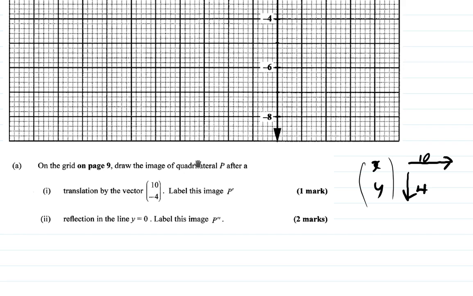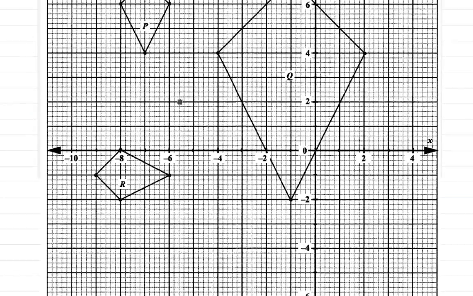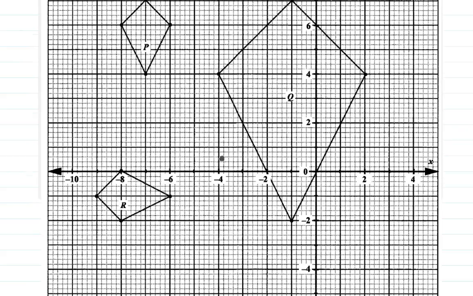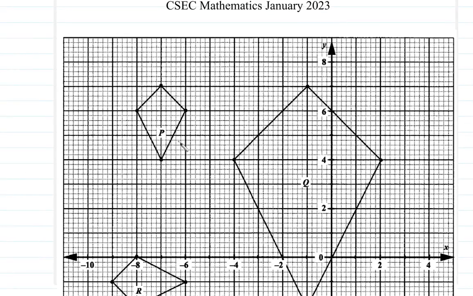Now, P. This is P. 10 to the right, 4 down. Alright, so 10 to the right, 4 down. So 1, 2, 3, 4, 5, 6, 7, 8, 9, 10. It will come here, then 4 down. 1, 2, 3, 4. So right at the top is going to end up at this point.